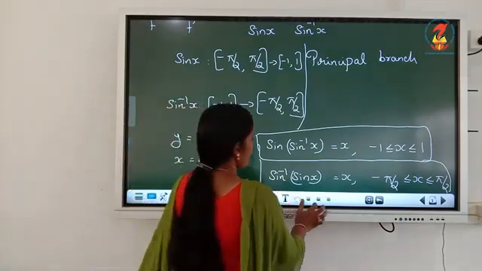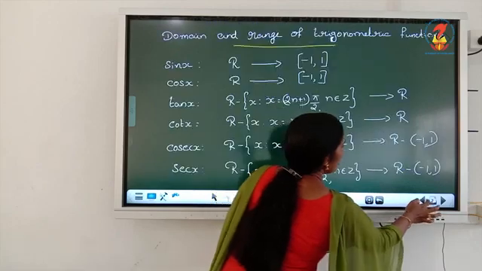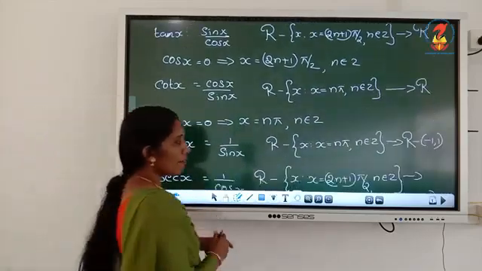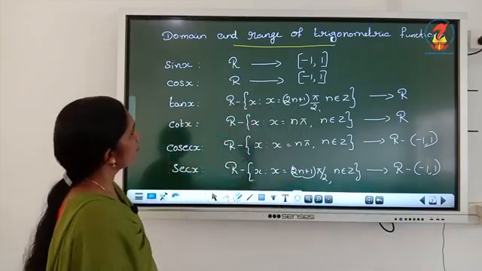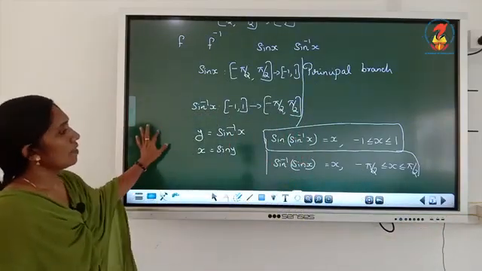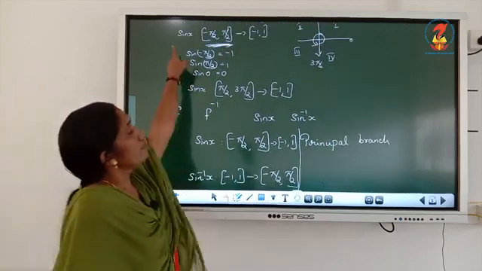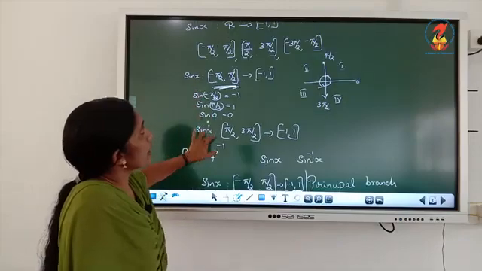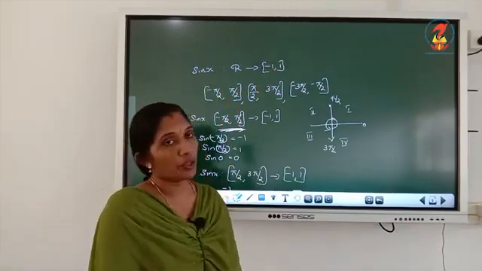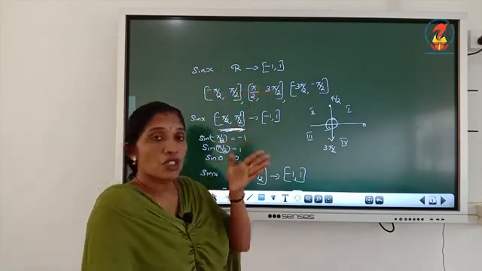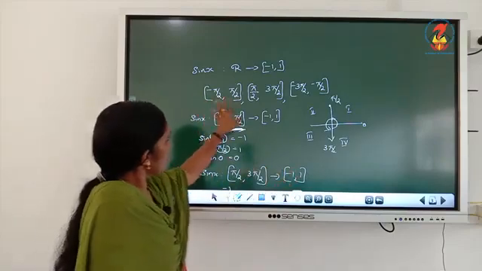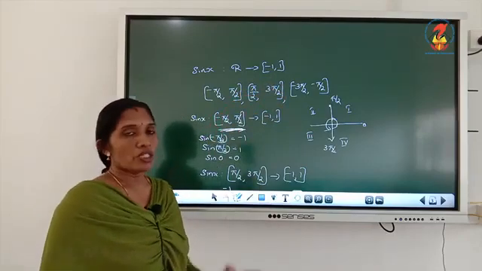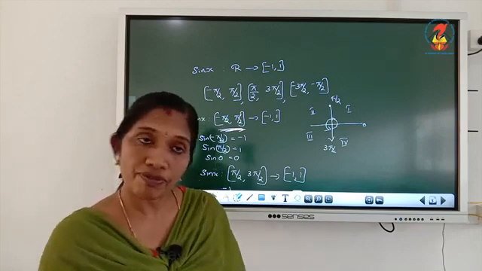Understood children? So once again, first we discussed the domain and range of all 6 trigonometric functions that you have to write in the notebook. Then after that, we discussed when the sine function is invertible. When the sine function is from R to minus 1, 1, the function is not 1-1, so an inverse does not exist for this sine function. So we divide R into many subintervals. There are a lot of subintervals like this, and when we consider the domain as these intervals, the function is 1-1 and onto. So corresponding to each subinterval, we get a branch of the sine inverse function.